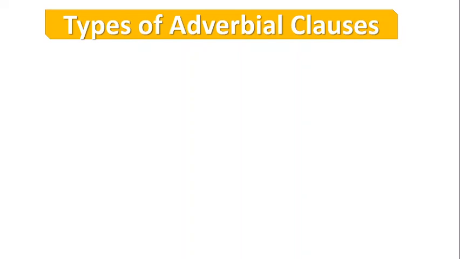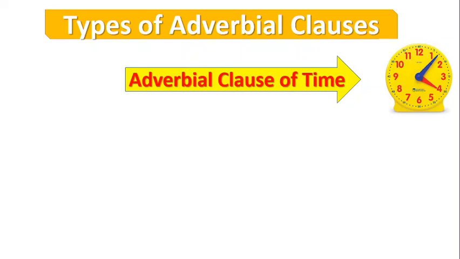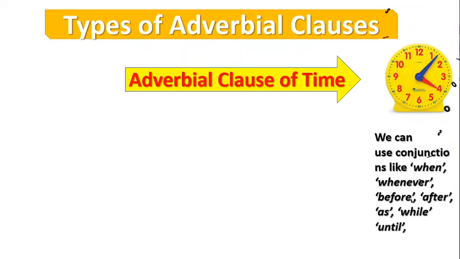The first one we're going to look at is called adverbial clause of time. Adverbial clause of time tells us about when something happens. We can use conjunctions like when, whenever, before, after, as, while, until, as soon as, since, and so on to show the time that an action has taken place.